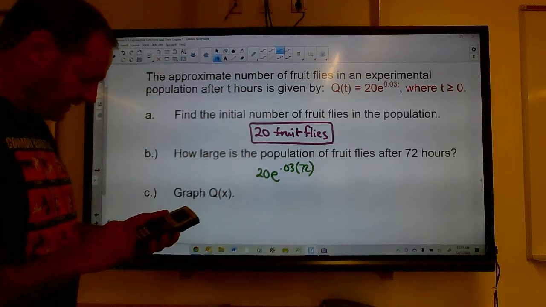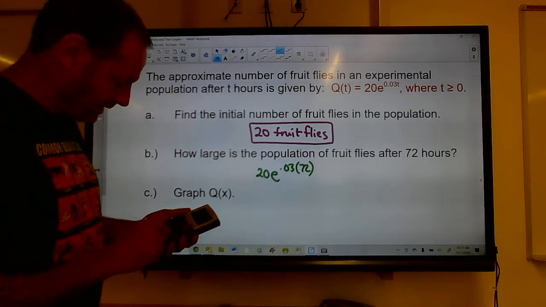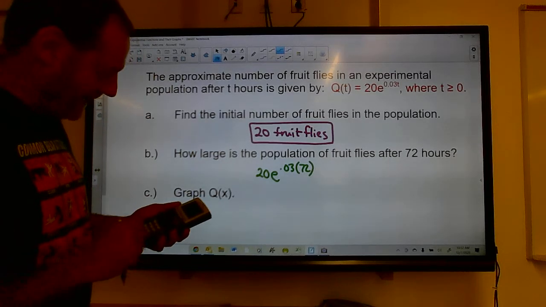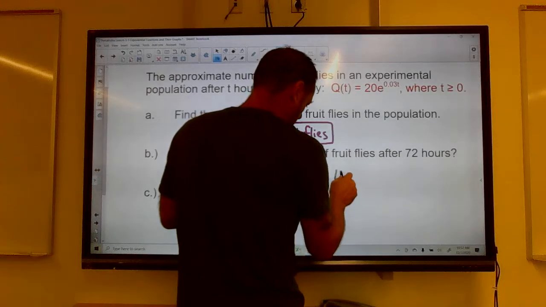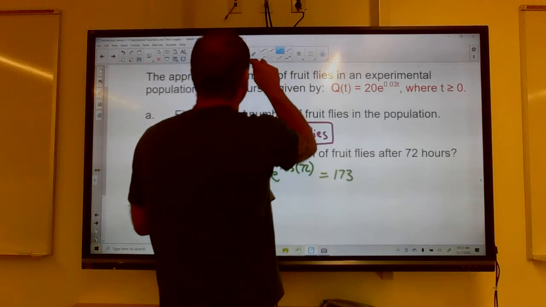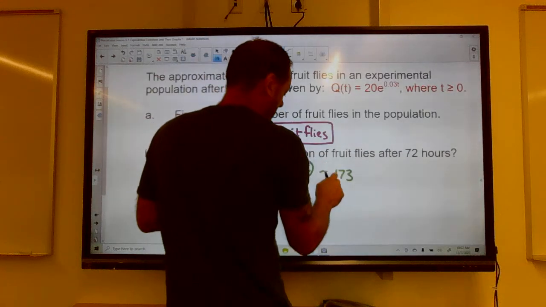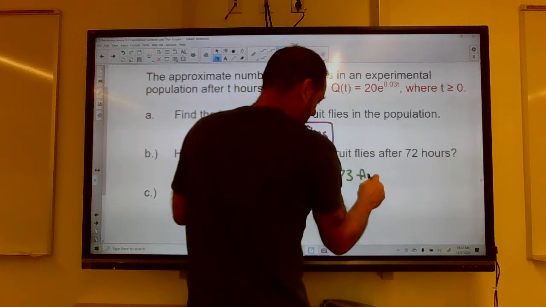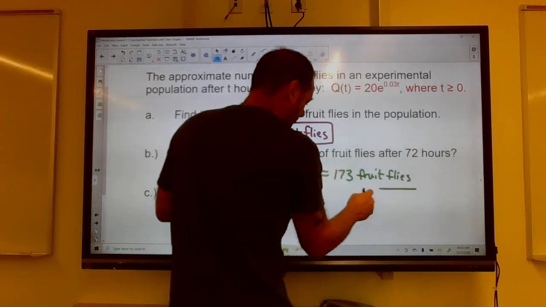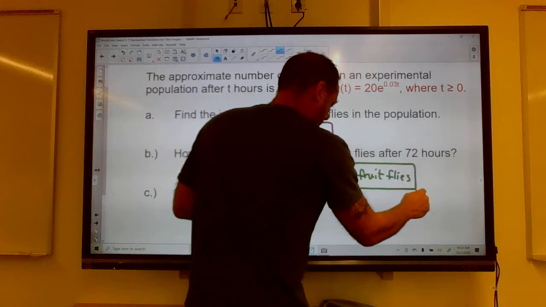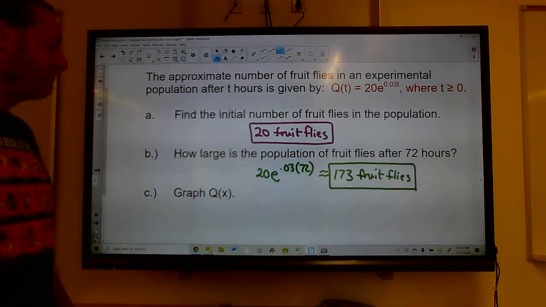All right, 20 times second e, 0.03 times 72. Bam! I got 173.4, but we'll just round it to the nearest whole number because you can't have a partial fly. And we'll put approximately. And if you've ever had fruit flies in your kitchen, you learn pretty quick that those things practically appear out of nowhere, and they multiply very, very fast.